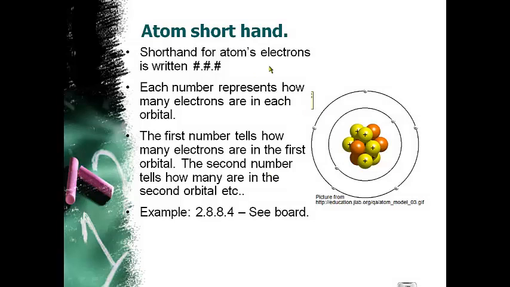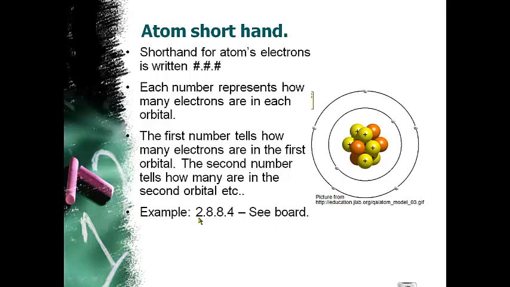Oftentimes they will write what an atom looks like in shorthand, and it will be number dot number dot number. What this means is each number represents a shell. So this particular atom here would have 3 shells. And then the numbers tell you how many electrons are on each shell. So for instance, 2.8.8.4, we'll do one of these on the board in class.